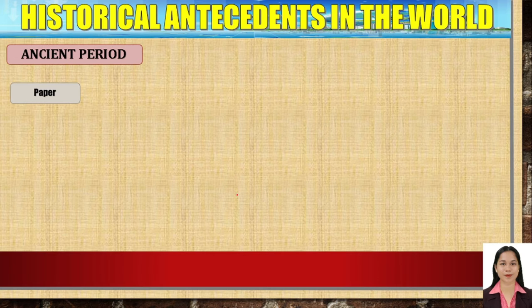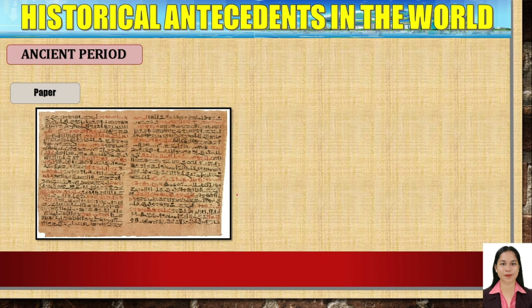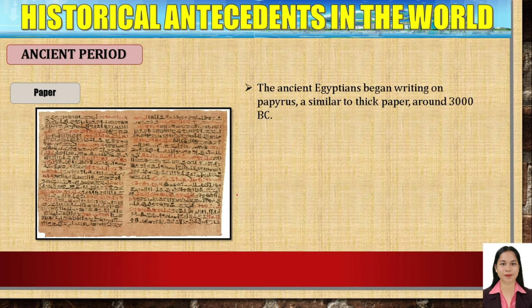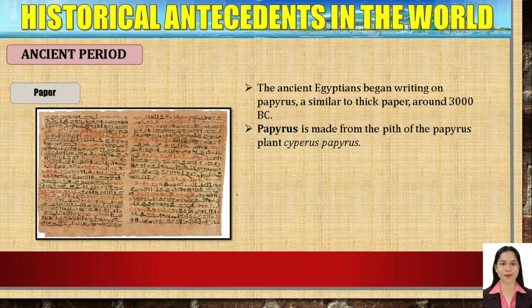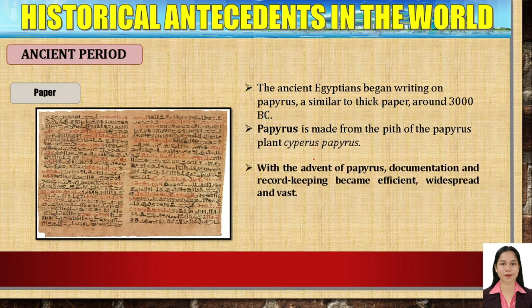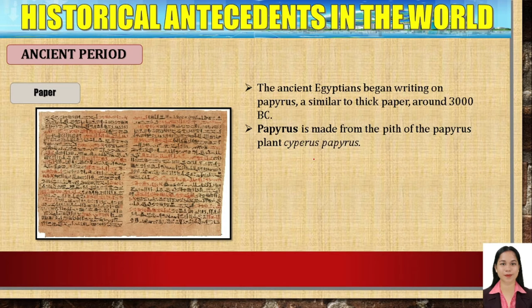And the next invention is paper. Here we have papyrus, what is written there. The ancient Egyptians began writing on papyrus, similar to thick paper, around 3000 BC. This papyrus is made from the pith of the papyrus plant, Cyperus papyrus. It is lightweight, strong, and durable, and most importantly, portable. You can bring it anywhere.